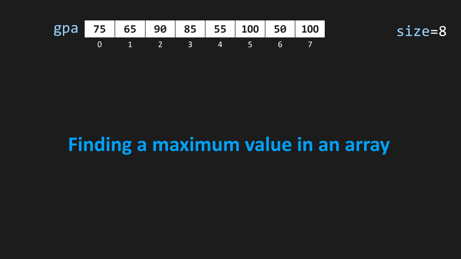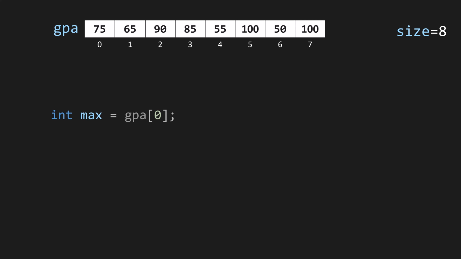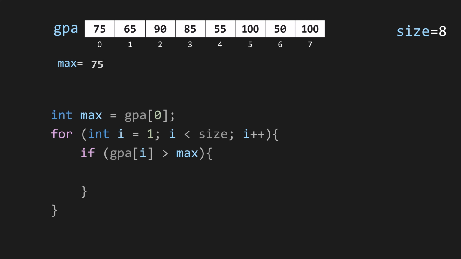How do we begin? First, we create an integer variable called max. Initially, we consider the first element of the array as the maximum value. So, we set max to the first element. And then what's the next step? Next, we use a for loop to iterate through the array starting from the second element. During each iteration, we compare the current element with our max. If we find a value greater than max, we update max.